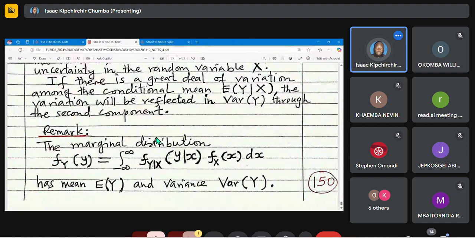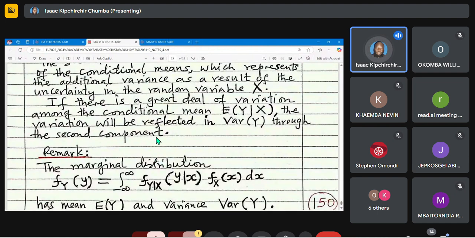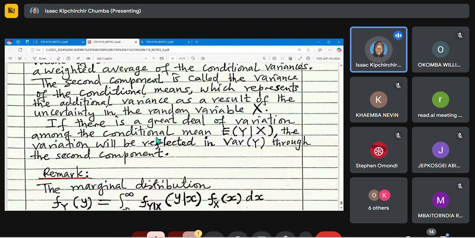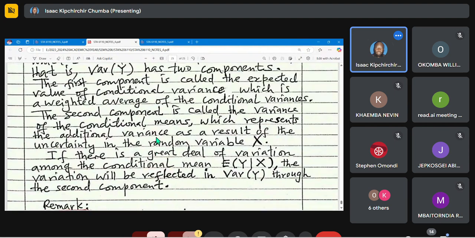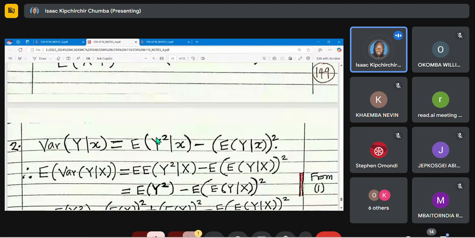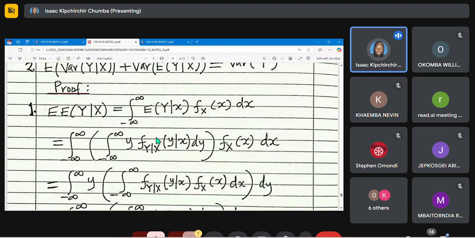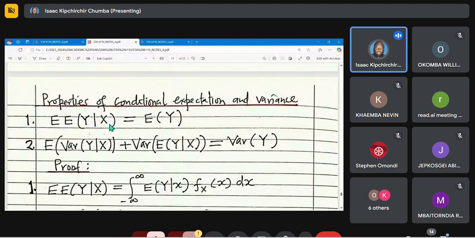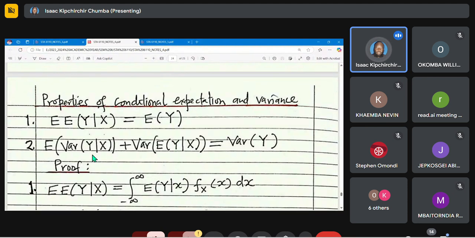Now, you can actually see we are relating two things here. We are talking about the conditional mean and variance of Y given X, in these two properties. The conditional mean of Y given X, and also Var(Y given X). Both of them are relating. The first one is the mean of Y, the second one is the variance of Y. So one is about the means, the second one is about the variances.